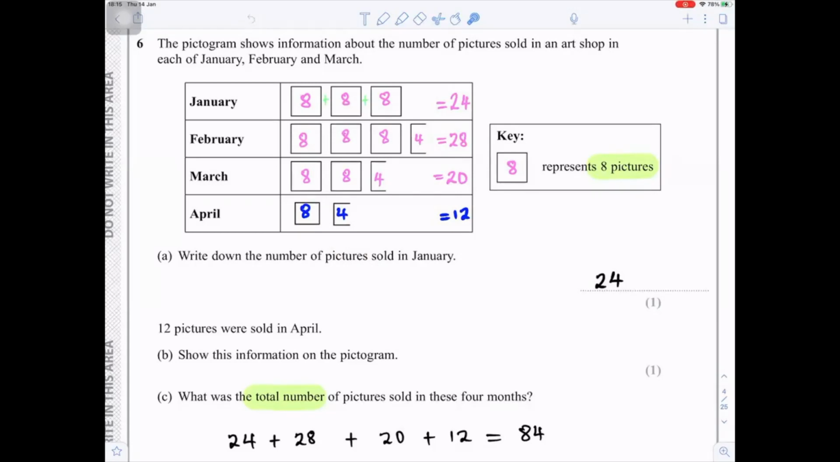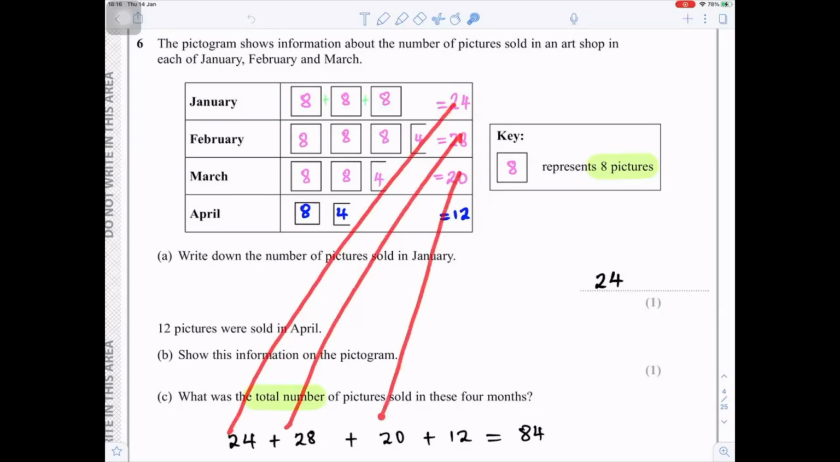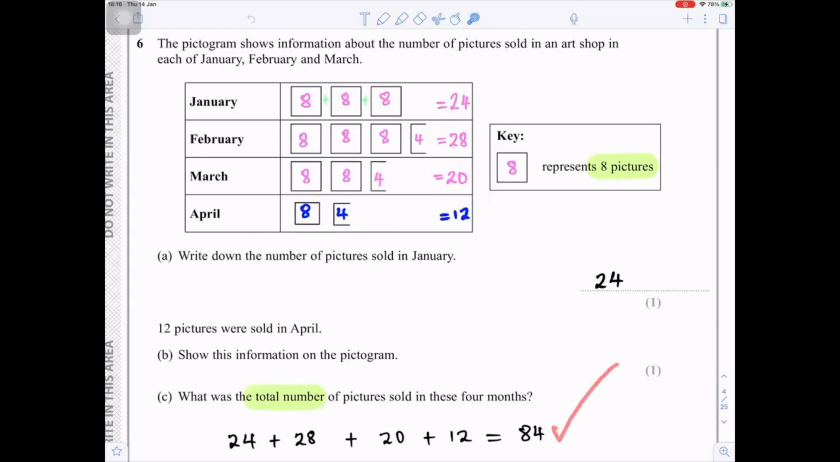Part C. What was the total number of pictures sold in these 4 months? For the total number of pictures, you add all of them for January, February, March, April. So you add 24 plus 28 plus 20 plus 12, and that gives you 84.